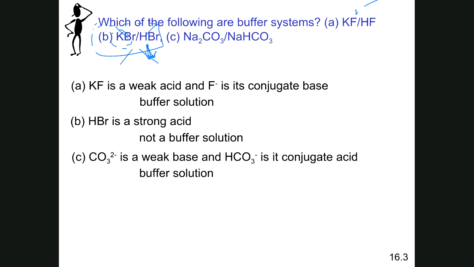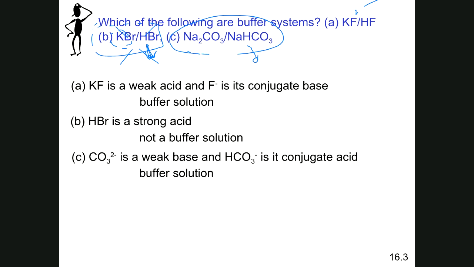For C, we have a base, and is this base a strong base or a weak base? How do we know if it's a strong base or a weak base? Is it coming from group 1A or a hydroxide? So is it sodium hydroxide, barium hydroxide, lithium hydroxide? Then it's going to be a strong base.